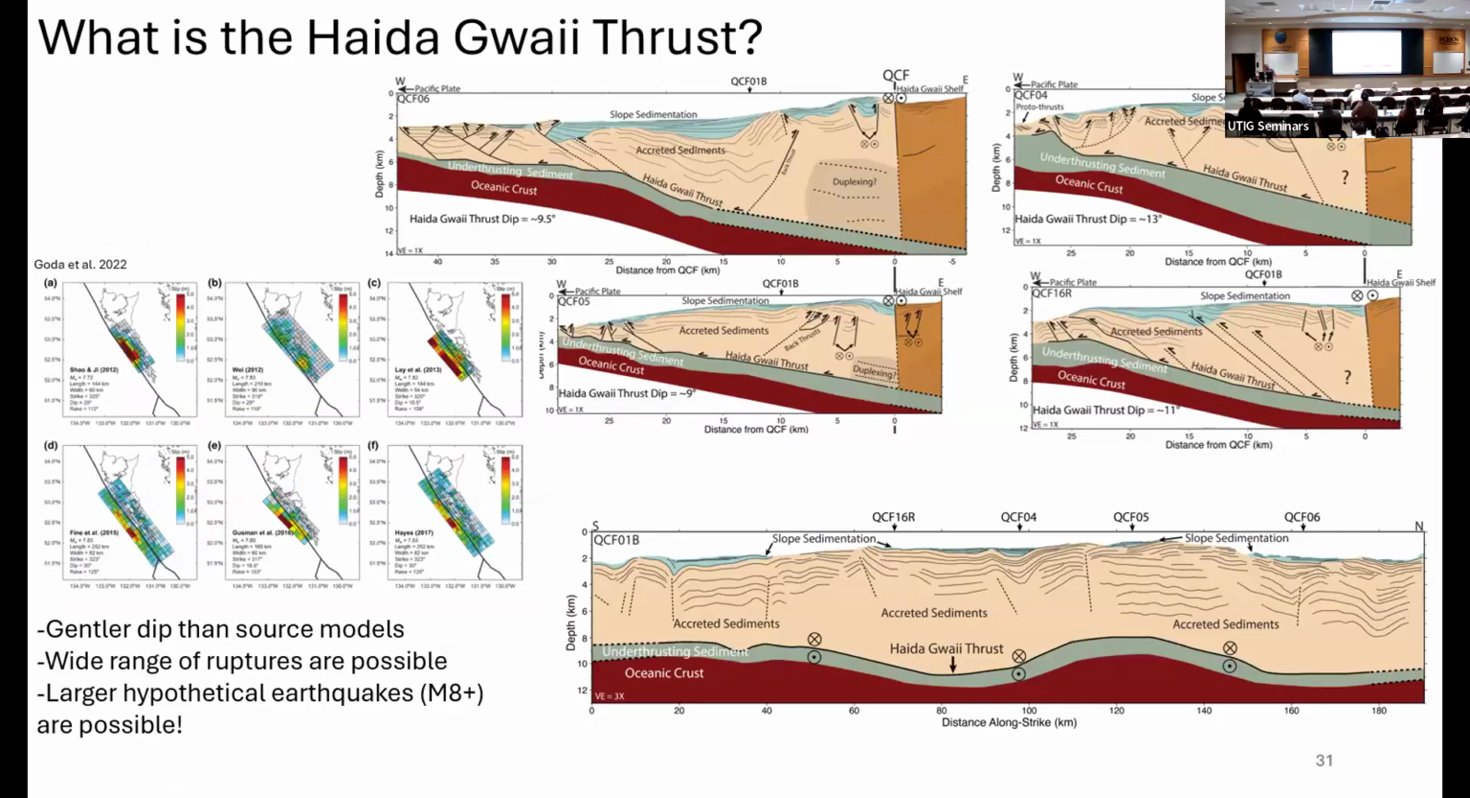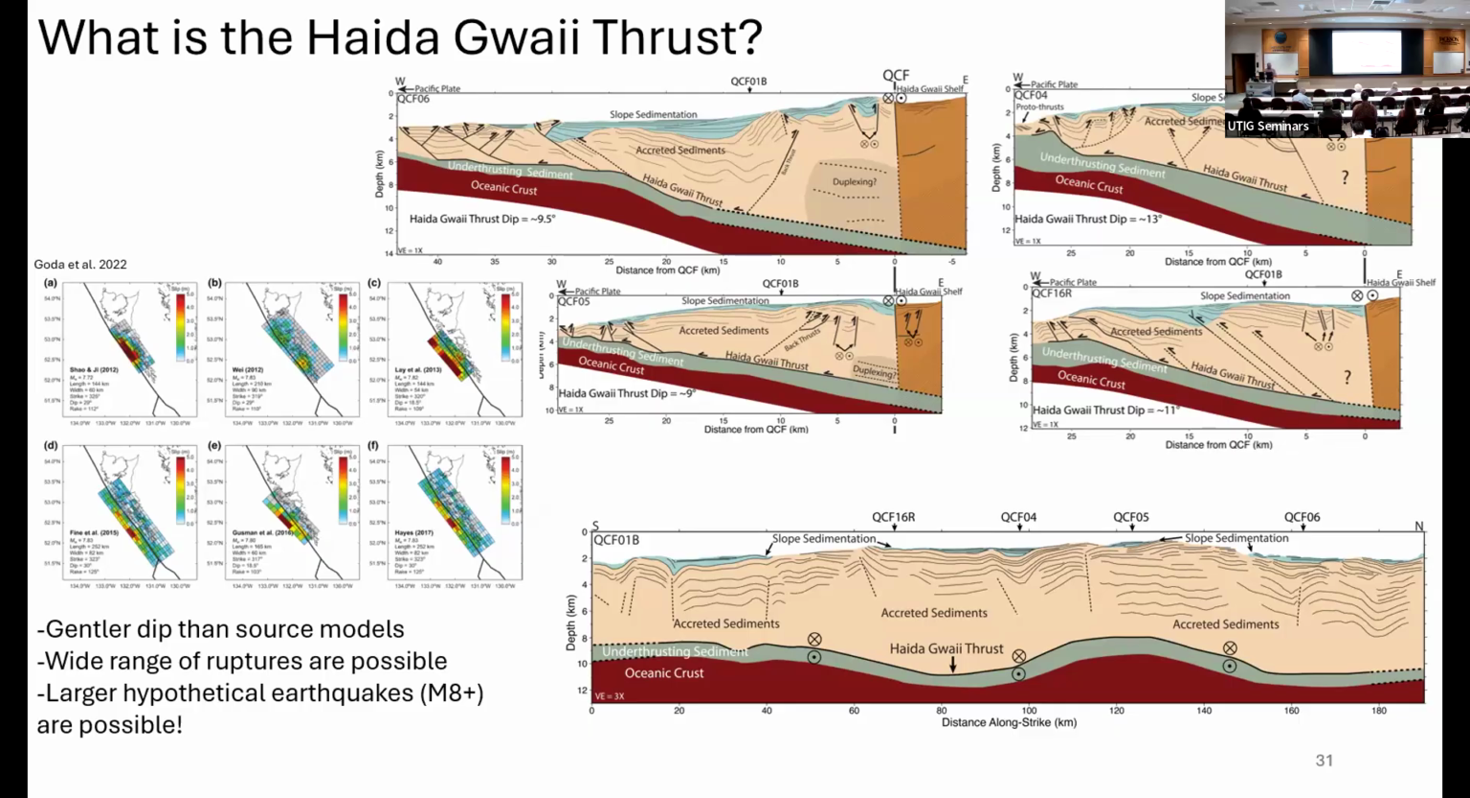If we think about some of the geometry of the Haida Gwaii thrust that we see in our profiles, these cartoons are based on the seismic data that's been converted to depth with a very smooth velocity model. The Haida Gwaii thrust dips to the east at anywhere between 9 and 13 degrees. In past models of the 2012 earthquake, they all assume that the fault dips at about 15 to 25 degrees. So this shallow portion of the Haida Gwaii thrust has a much more gentle dip than the deeper portion of the thrust.